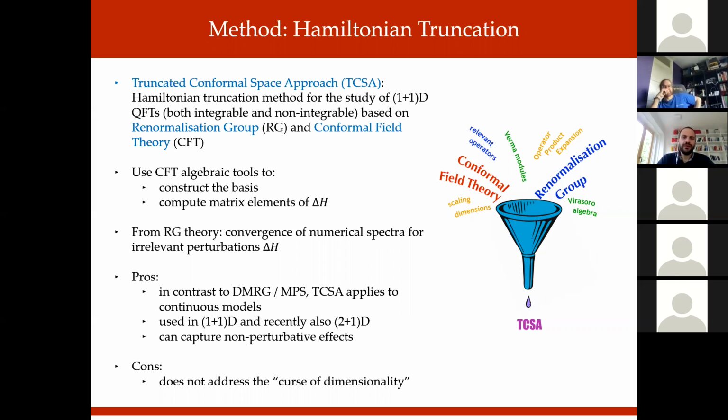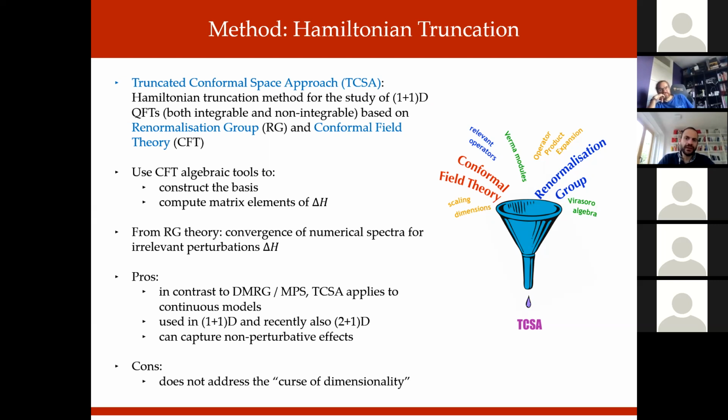And it's one version of the more general set of Hamiltonian truncation methods, which are suitable for the study of 1+1 dimensional quantum field theories, independently of whether they are integrable or non-integrable. And it's based on ideas from renormalization group theory and conformal field theory. This is the early version of renormalization group theory. So we are talking about perturbing a conformal field theory by a relevant operator, which is the main idea behind this approach.